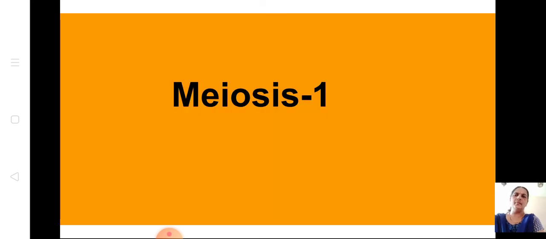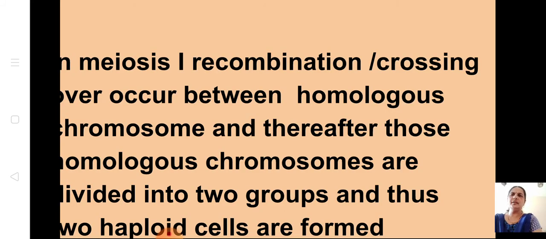Okay, under meiosis 1, there is recombination or crossing over between homologous chromosomes. Homologous chromosomes means that from each pair, one chromosome is from the male and one is from the female. And thereafter, those homologous chromosomes are divided into 2 groups, and thus 2 haploid cells are formed. Okay. So at the end of meiosis 1, how many haploid cells are formed? 2 haploid cells are formed.